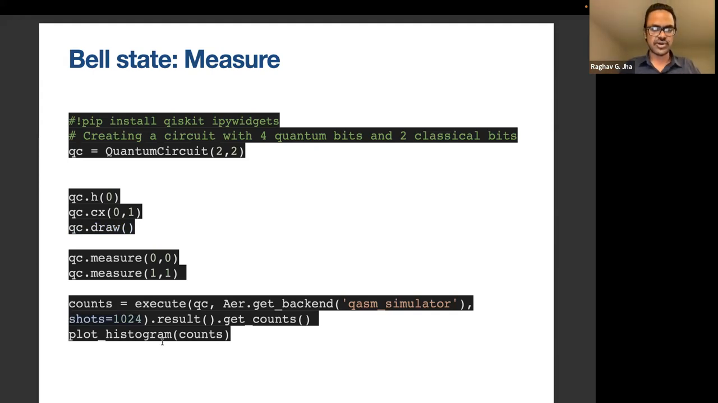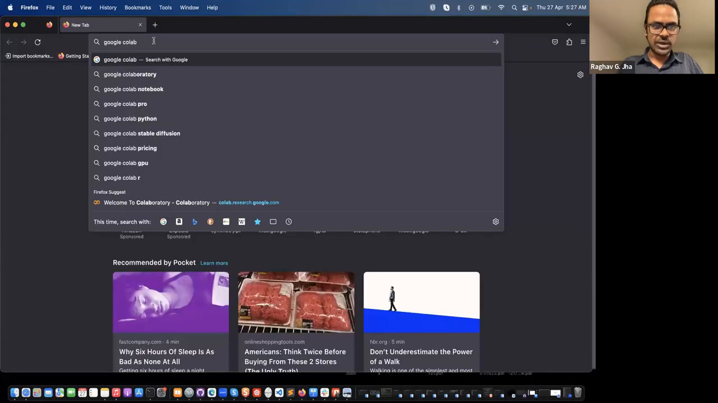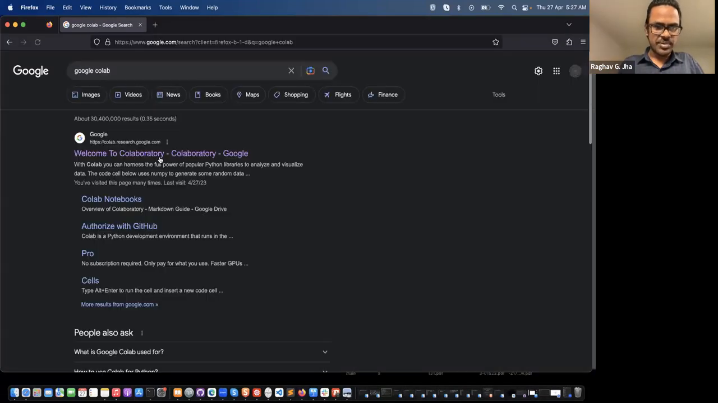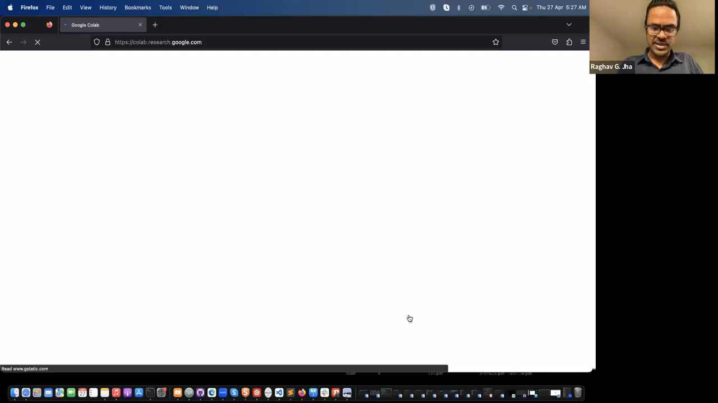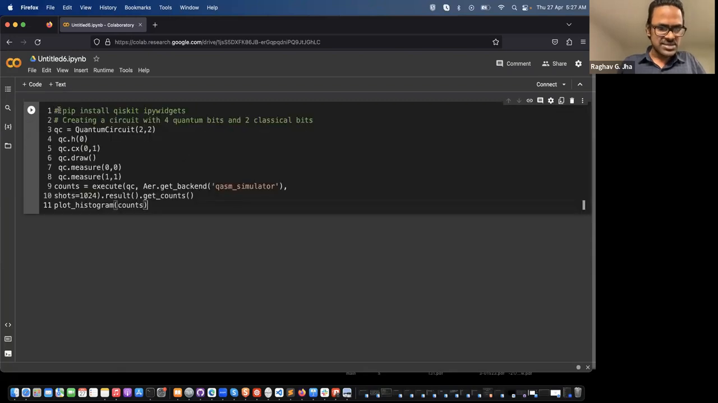And then I'll plot a histogram of the counts. So let's do this. I'll just copy this and I'll write Google Colab in my Google. It'll open a Welcome to Colaboratory page. I'll just go to a new notebook. This is all online. I am not doing anything. I'll just paste this. I'll just uncomment this line because I want to install Qiskit, and I'll run it. And it'll just take a couple of seconds, hopefully.